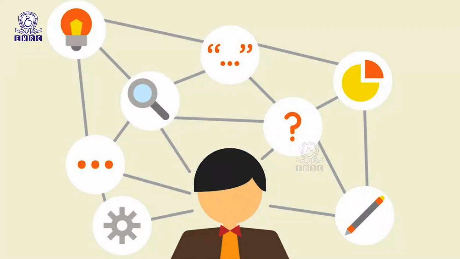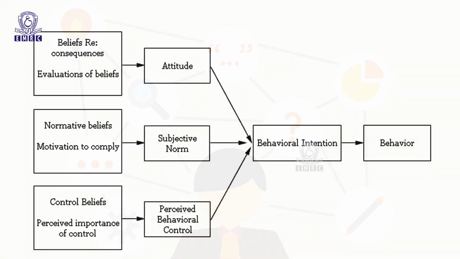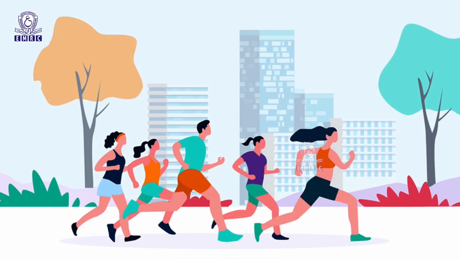capabilities. Ajzen's model uses three variables: attitudes, subjective norms and perceived behavioral control to demonstrate the direct influence that they have on the behavioral intention. The behavioral intention in turn influences the behavior. This aspect is explained in the figure which you see on the screen. We'll take an example of health behavior of exercise.